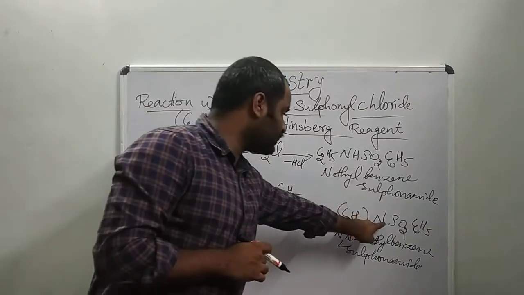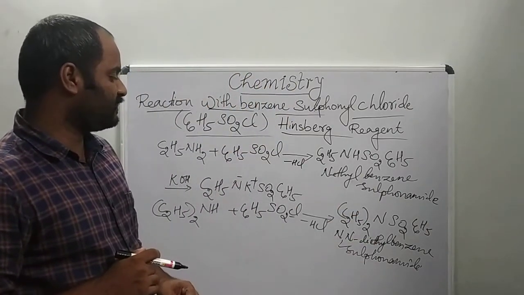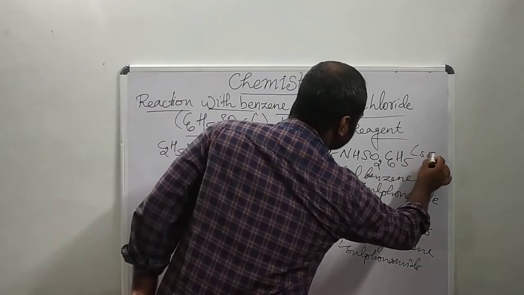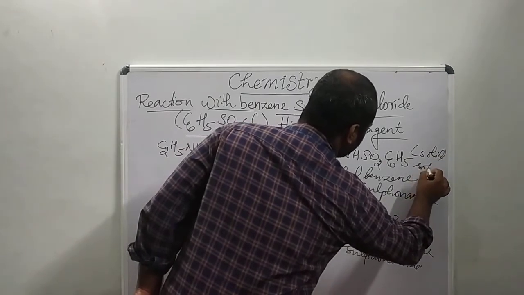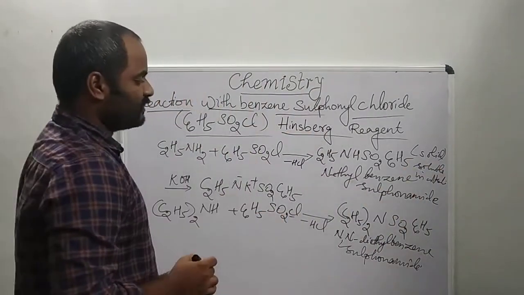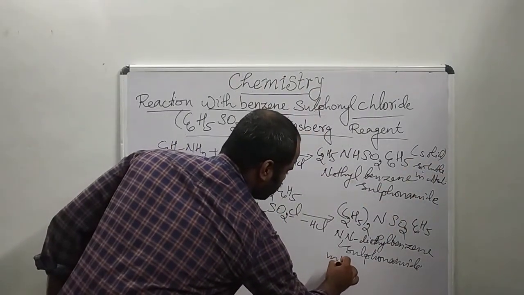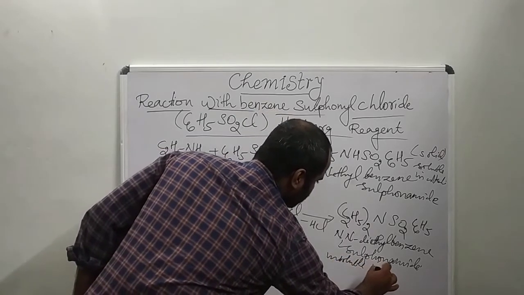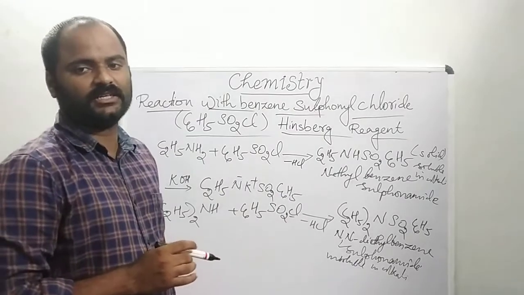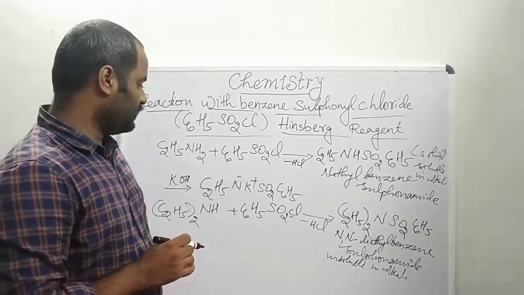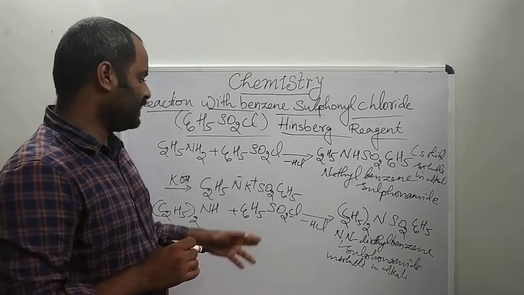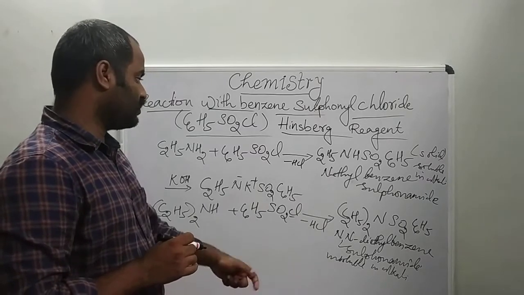There is no hydrogen atom in N,N-diethyl benzene sulfonamide. It is insoluble in alkali. So this is a solid. In the case of primary amine, it is soluble in alkali, and in the case of secondary amines, it is insoluble in alkali. That is the difference in this reaction. N-alkyl benzene sulfonamide is soluble in alkali. N,N-dialkyl benzene sulfonamide is insoluble in alkali.